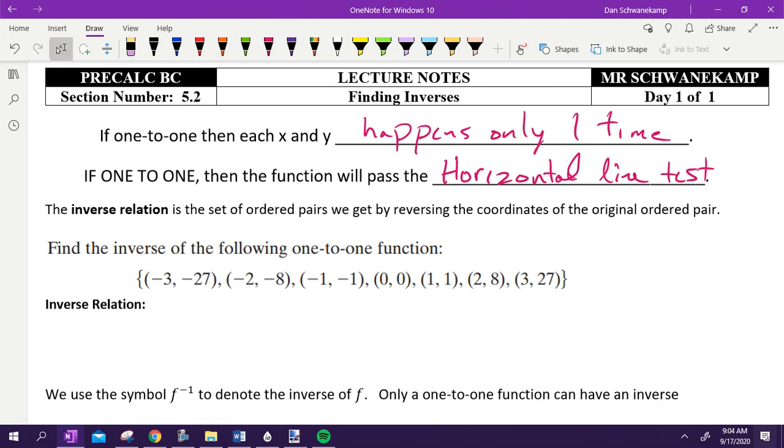An inverse relation, and that's what we're talking about today. Today we're talking all about finding inverses. An inverse relation is the set of ordered pairs we get by reversing the coordinates of the original ordered pairs.